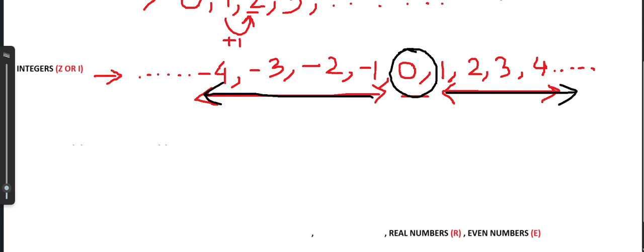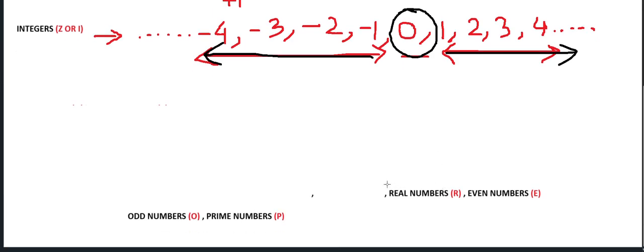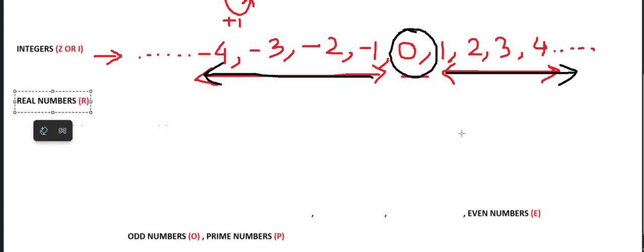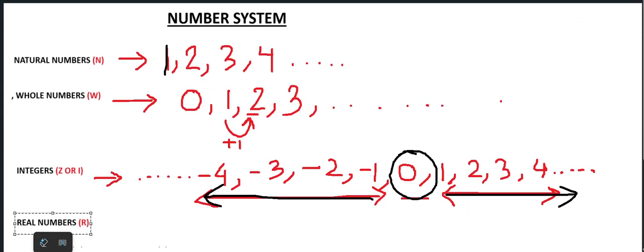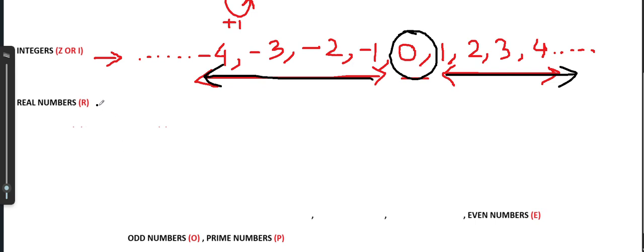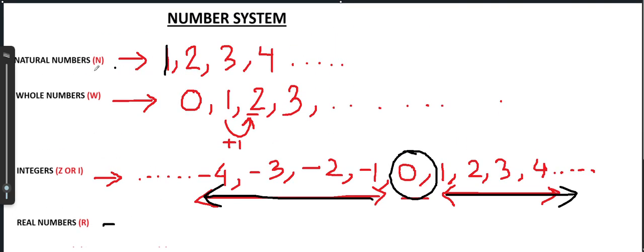Now, let's move on to the real numbers. What are real numbers? Let me see if I can fit this on the page. Okay, never mind. Well, what are real numbers? Real numbers are those numbers which contain everything. They contain the negative numbers, the positive numbers, 0, as well as fractions. So we are moving step by step.